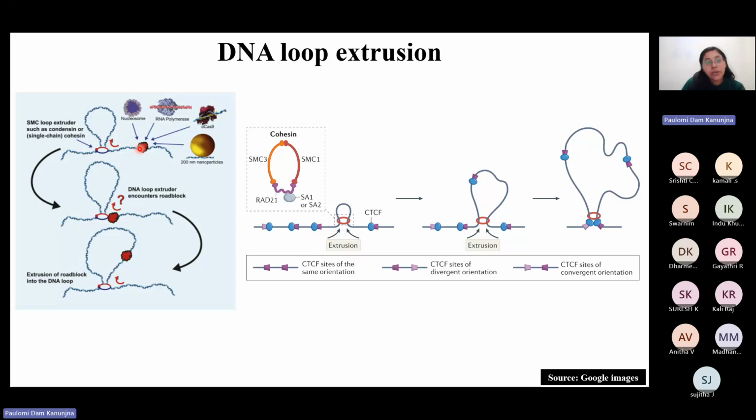So now let's try to understand here. You have this SMC loop extruder, so-called here, and it is now reeling in. Okay, so what it is doing is bringing these nucleosomes closer to each other. What is happening in the process? This loop is getting bigger. So this is getting extruded. Extrusion is basically putting it outside, right? So in the process of reeling in the DNA towards itself, it is pushing this part of the DNA out of the loop, right? And that is what it ultimately does.